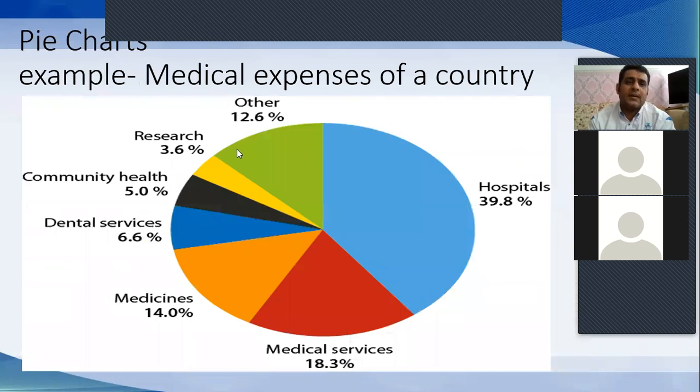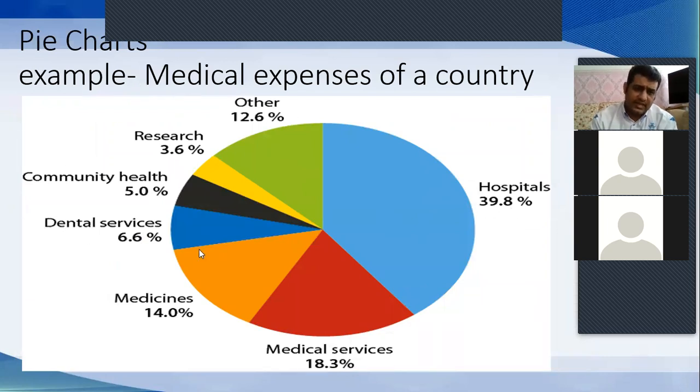Then go to the pie chart. A pie chart can only present data in percentages. Percentages only can be given. The example is the medical expenses of a country. If we consider the hospital, the medical expense is quite high, 39.8.